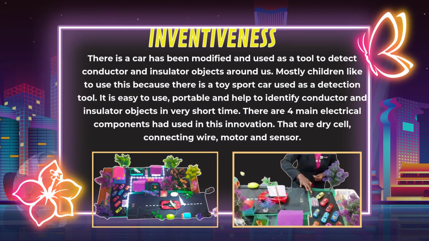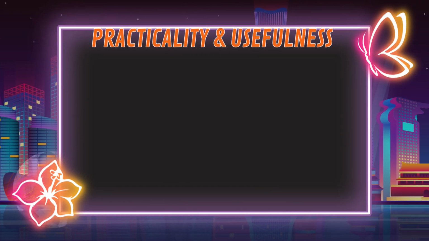It is a car that has been modified and used as a tool to detect conductor and insulator objects around us. Mostly children like to use this because there is a toy sport car used as a detection tool. It is easy to use, portable, and helps to identify conductor and insulator objects in a very short time. There are four main electrical components used in this innovation: dry cell, connecting wire, motor sensor, and also the bulb. How can you use this innovation?